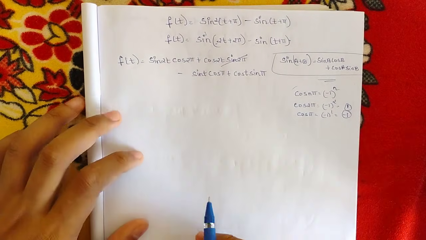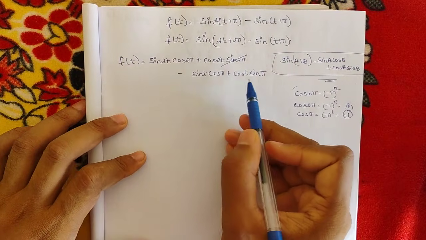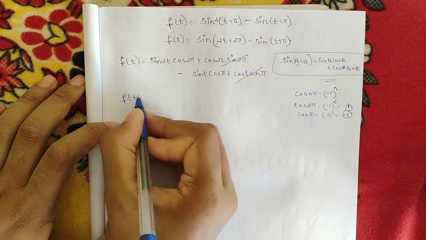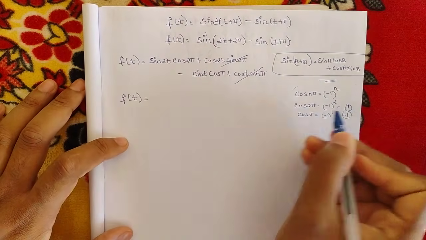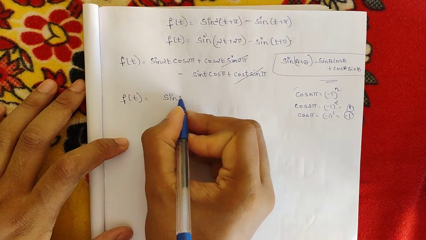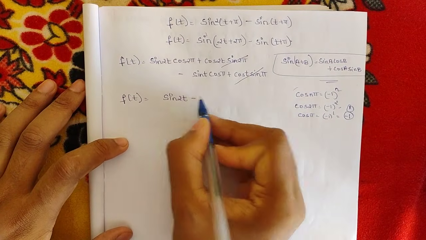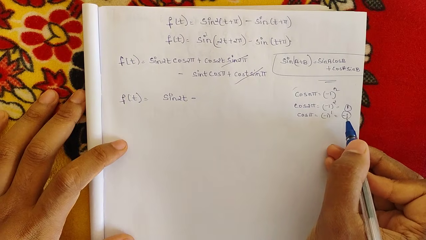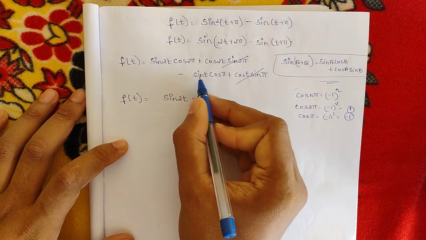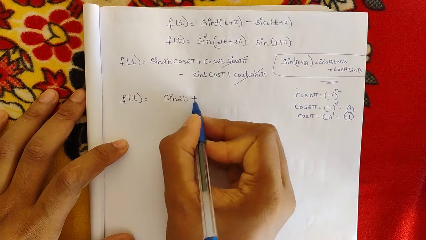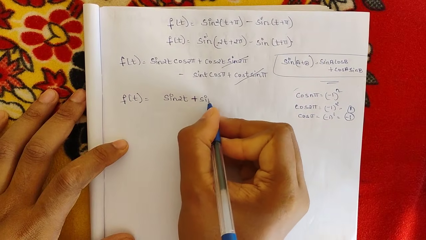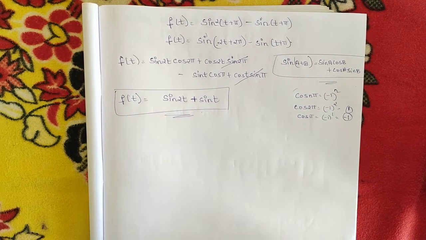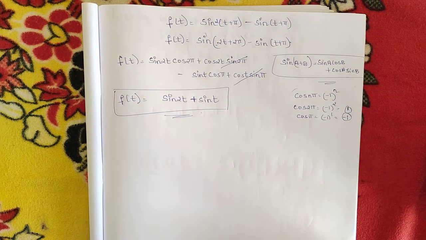Okay, so according to that, substitute, and sin 2 pi is 0 as well as sin pi is also 0, so these two terms go. We are left with f of t is equal to cos 2 pi is plus 1, that is sin 2t is left, and minus cos pi is minus 1, so minus sin t into minus 1, that is plus sin t. Okay, so this is our required f of t. Hope you understood how to solve this f of t now.